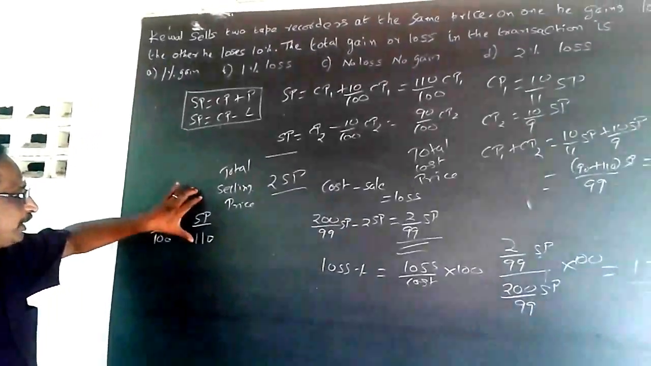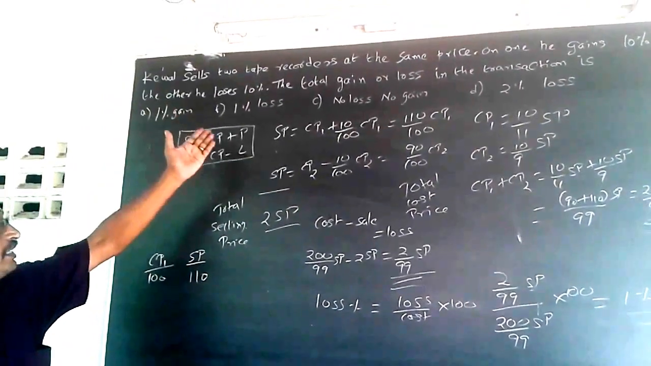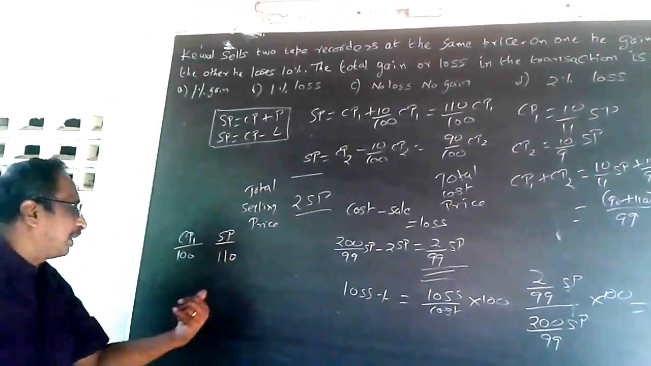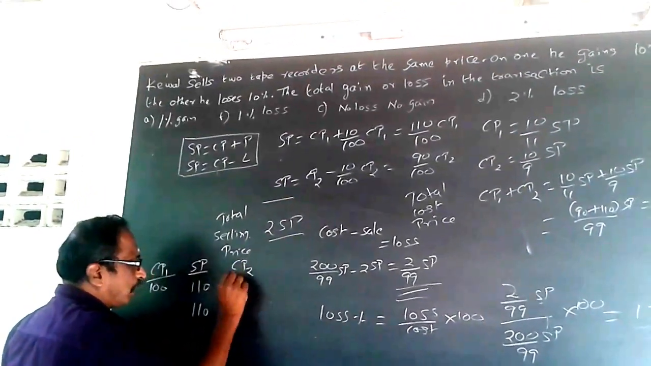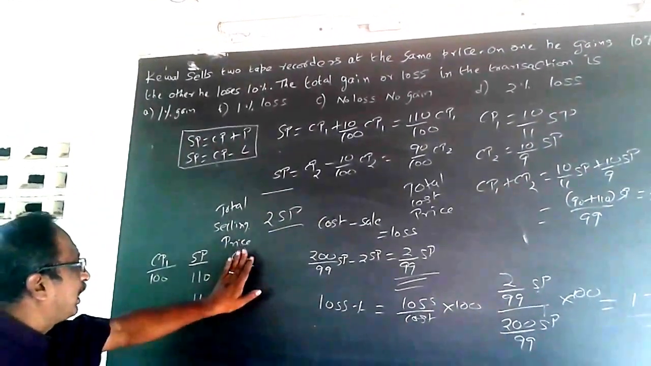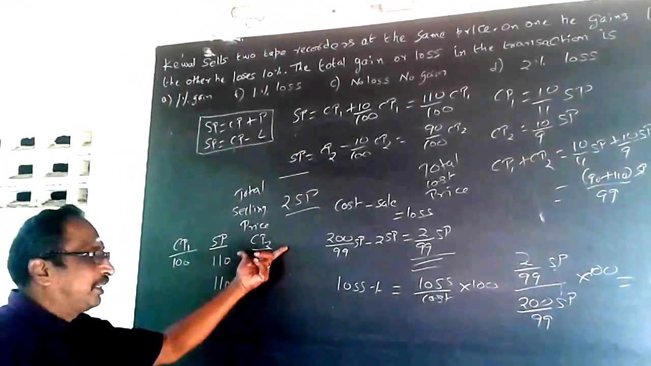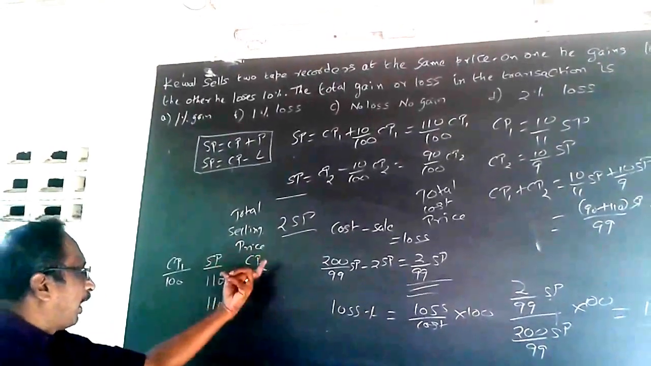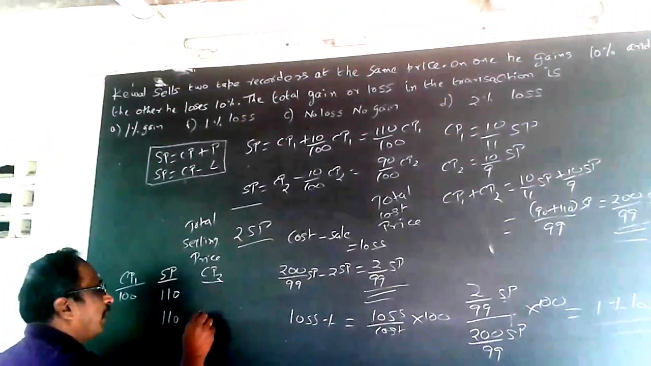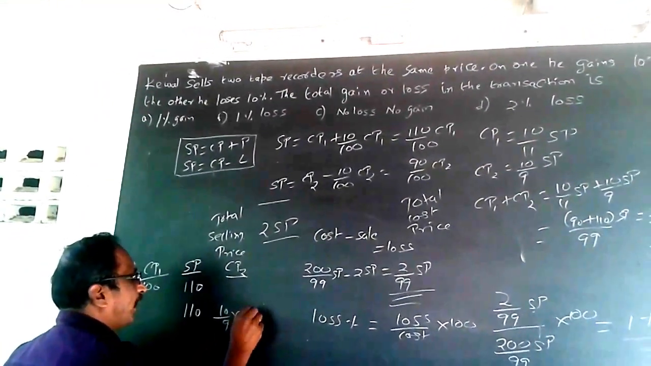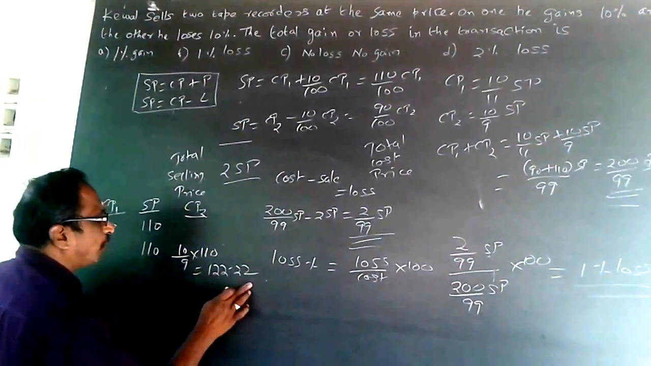Now I will have to find out the next selling price. Don't reduce 10 from here, because this question says he sells at the same price. So the next selling price is going to be the same. Now I will have to find out my cost price 2. In this cost price, I am losing 10%, so only 90% will remain. This you have to be very clear about. So 90% of my cost price 2 is 110, which means my cost price 2 will be 10 by 9 of 110, which is equal to 122.22.